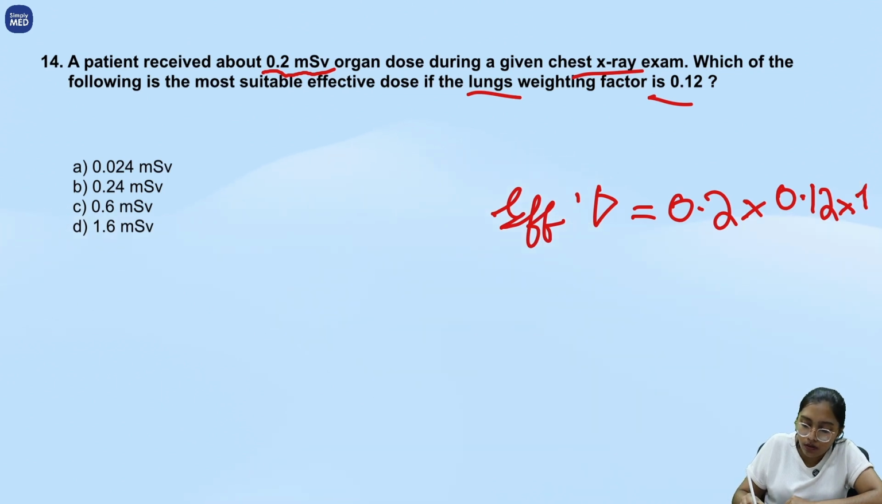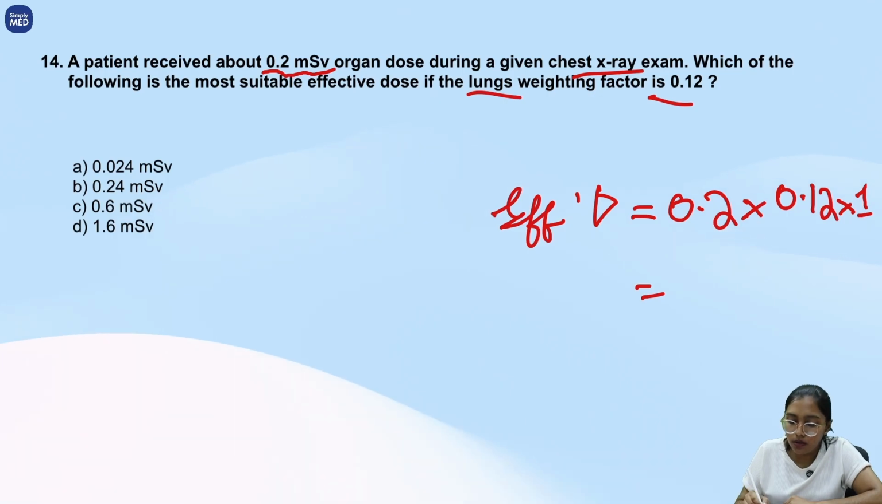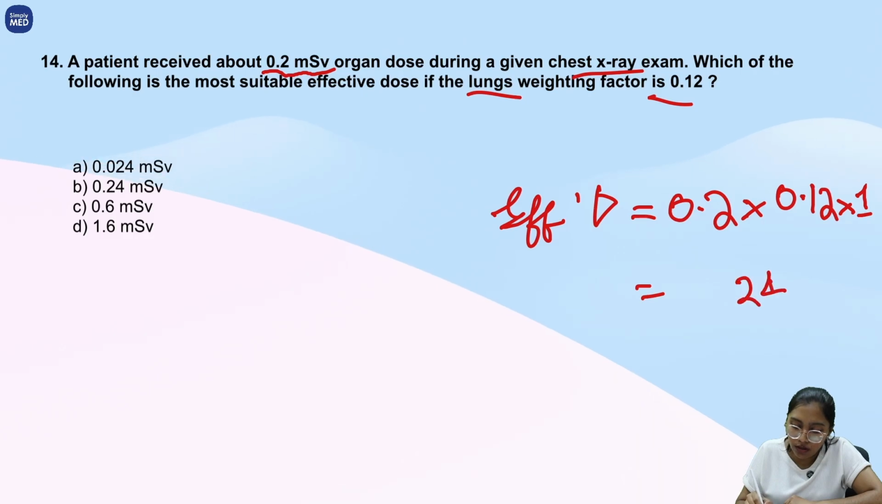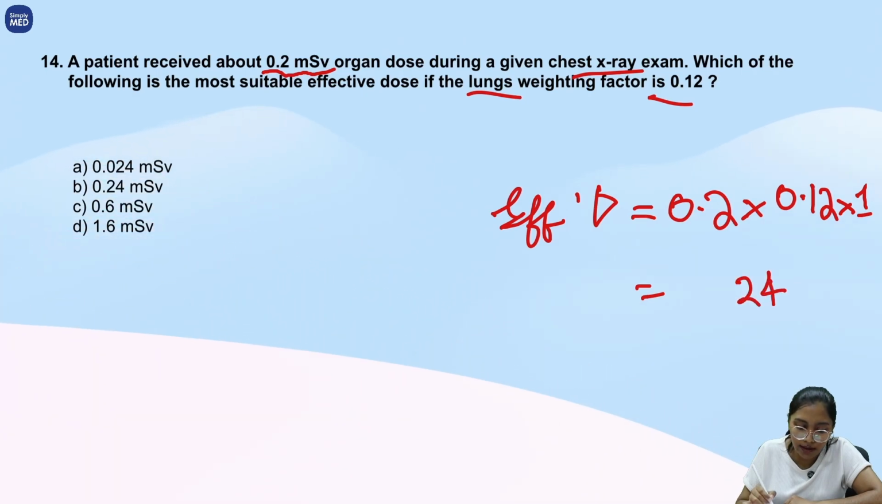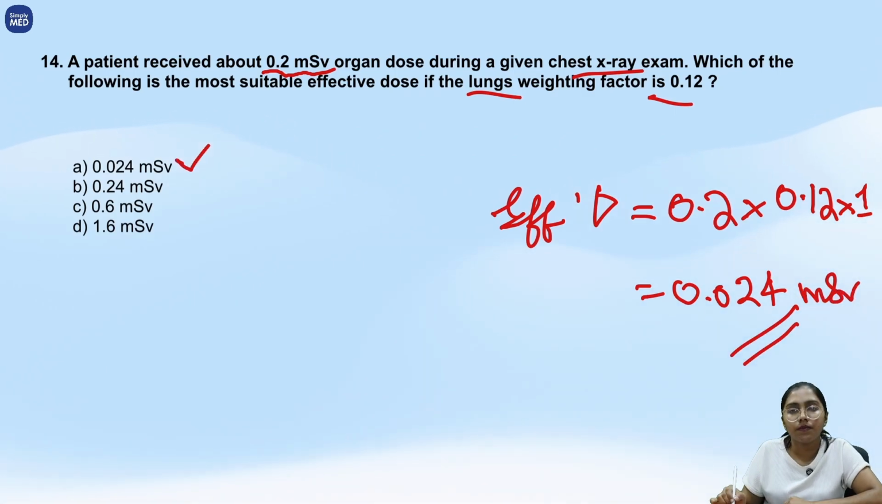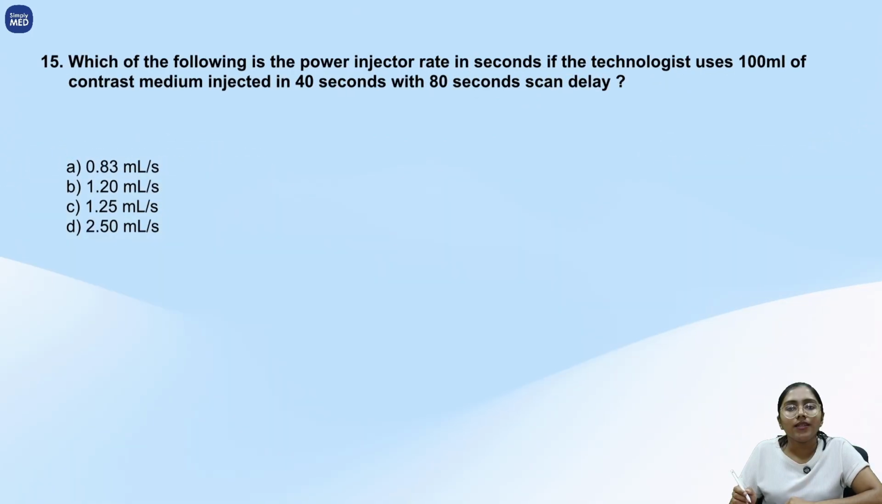X-ray's weighting factor is always 1. So we get 0.2 times 0.12, which is 2 times 12 is 24, and 3 decimal points, so 0.024 millisievert. That's the first option. I hope now this equation is clear. Now let's move on to the next type of question.